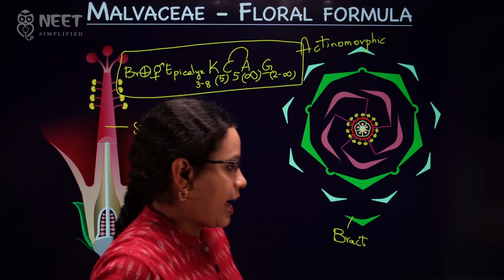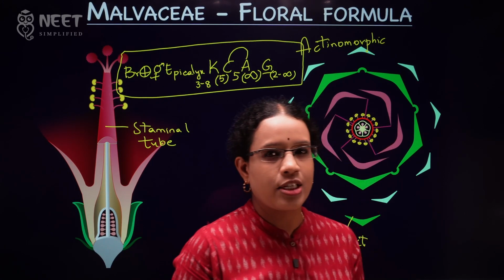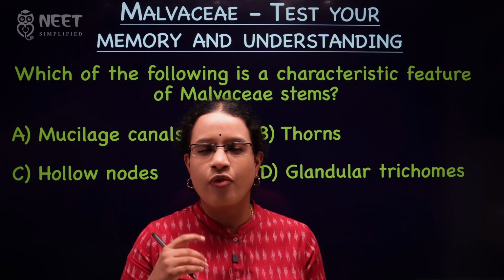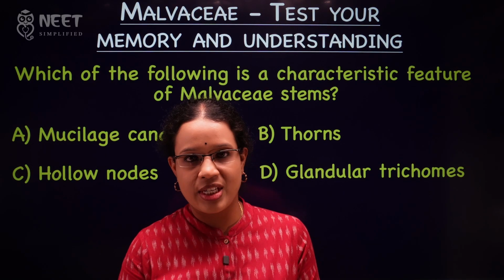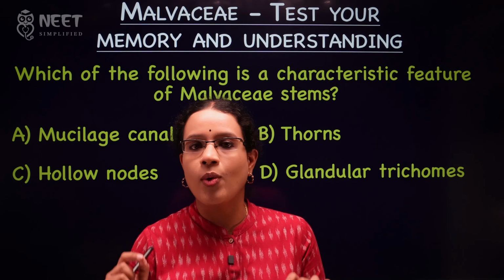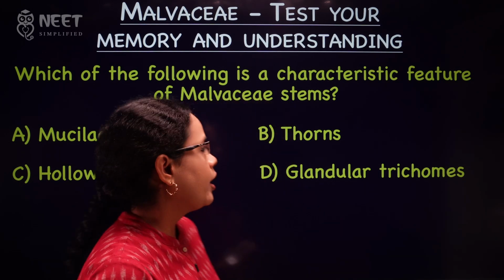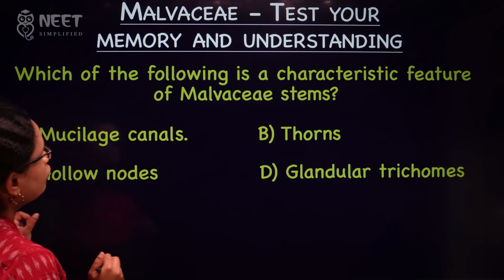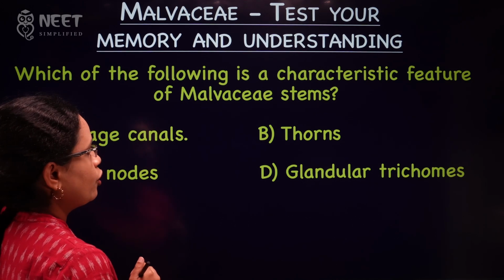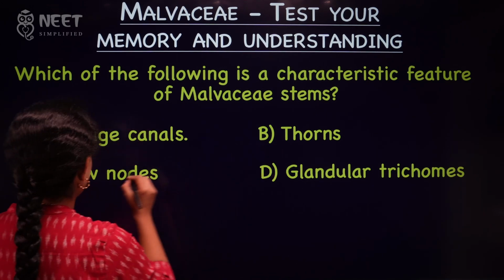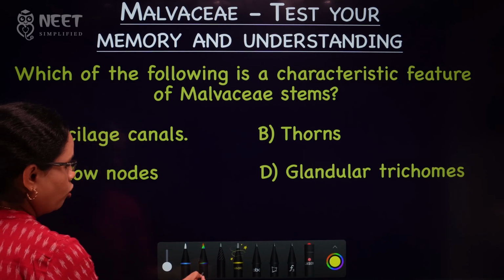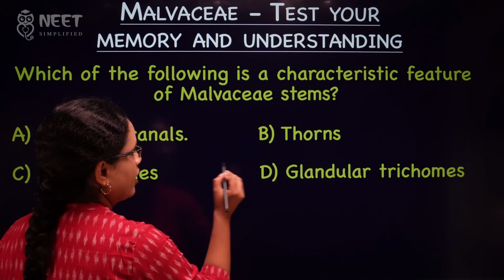Now, moving ahead, let's very quickly discuss a few tricky questions which are going to be helpful for you. If you face such questions in the exam, how will you answer this? Let's understand that. So here our first question is, which of the following is a characteristic feature of Malvaceae stems? Mucilage canals, thorns, hollow nodes and glandular trichomes.